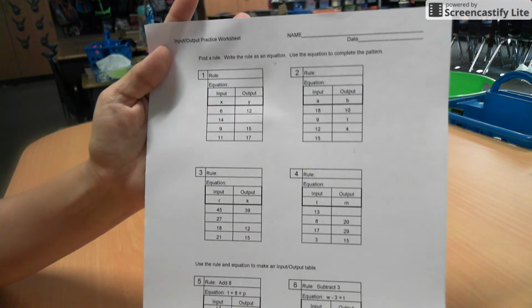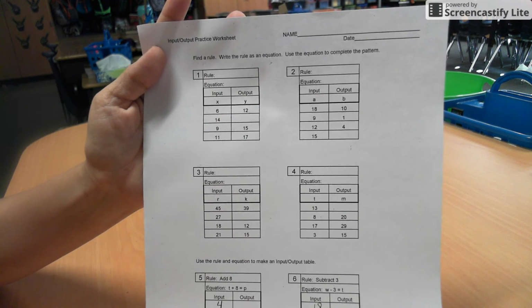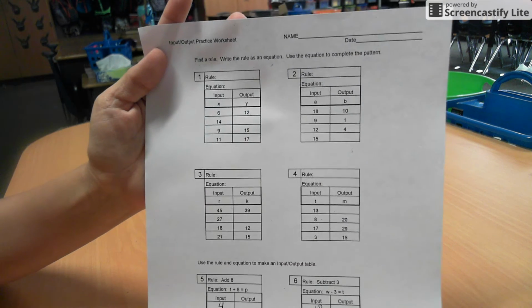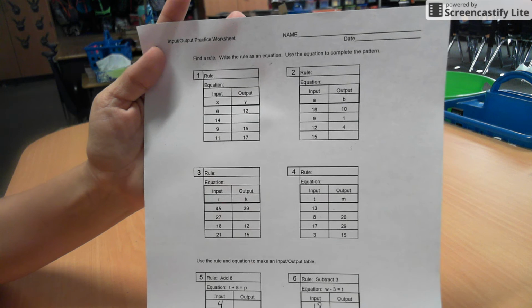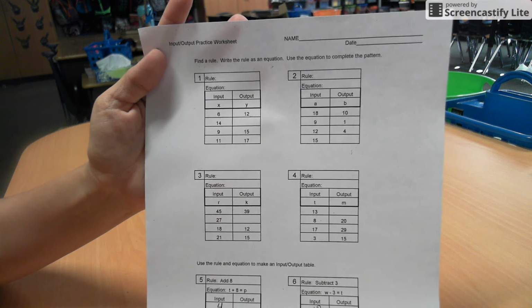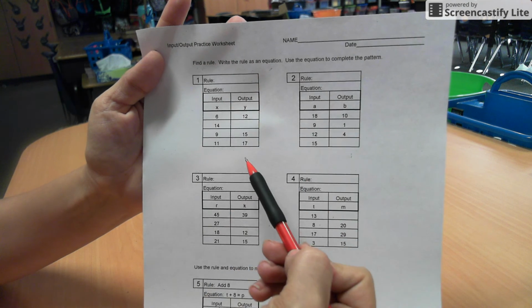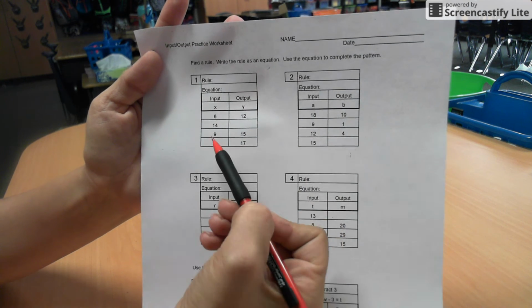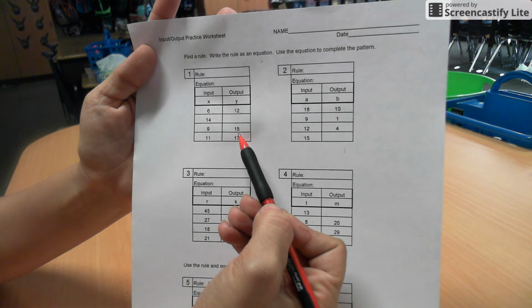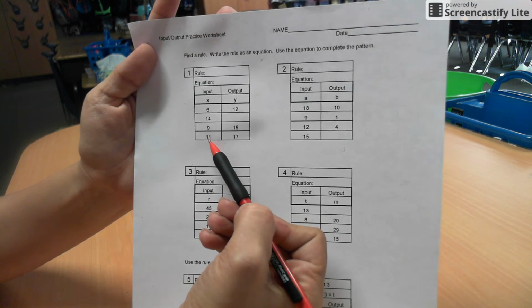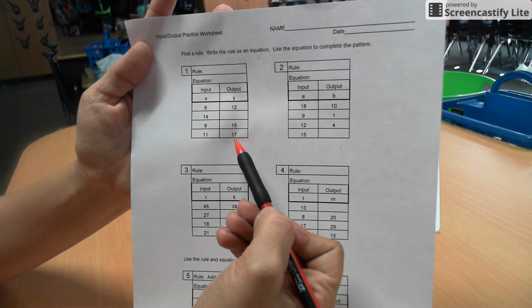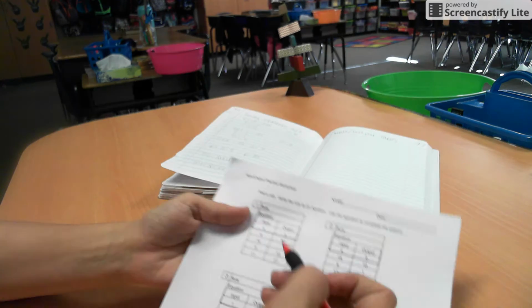So let's look at the first one. I have 6. What am I doing to 6 to get 12? Well, some might say multiply by 2, and some might say add 6. So we're going to have to check the rest of our chart to see which one. If I do 9 and multiply by 2, am I going to get 15? No. If I do 11 and multiply by 2, am I going to get 17? No. So let's go back and check the adding 6.